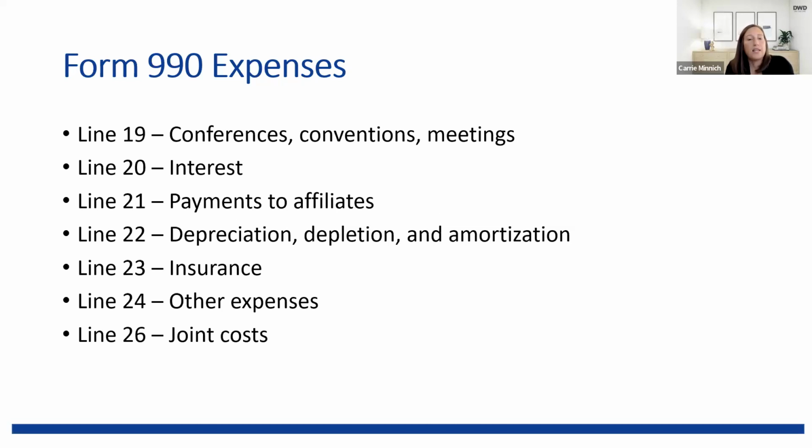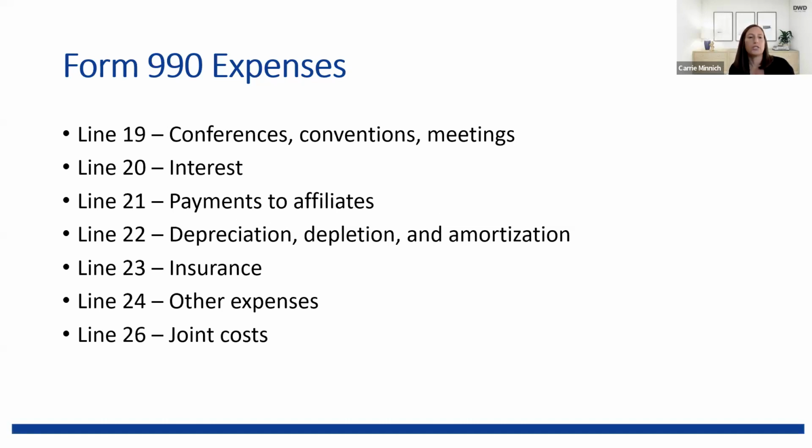And then under the other expenses, the IRS instructs you to list the 4 largest dollar amounts of other expenses on line 24A through D. So there's 4 separate lines under line 24. However, the amount of expenses that you put on line 24 cannot be more than 10% of the total expenses. If it is more than 10% of the total expenses, you have to list those out. So we can't just be lumping a whole bunch of expenses together and calling them other.